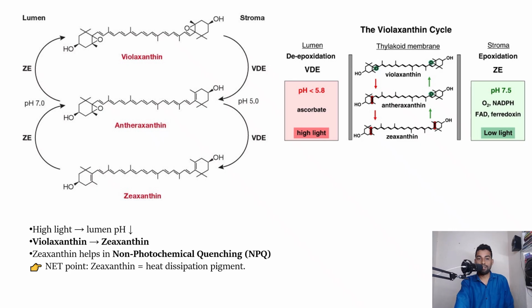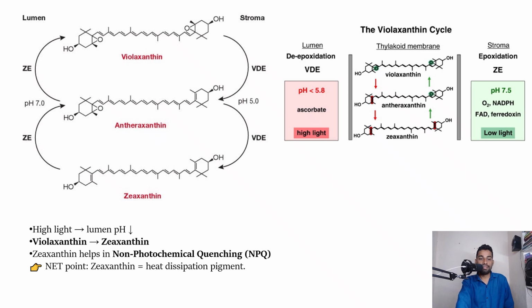In this slide we can see the violaxanthin structure, antheraxanthin structure, zeaxanthin structure. Zeaxanthin is helpful as a heat dissipation pigment. You can see one thing. Here the pH value is 5.8. Here the pH value is 7.5. So let us come to the point.